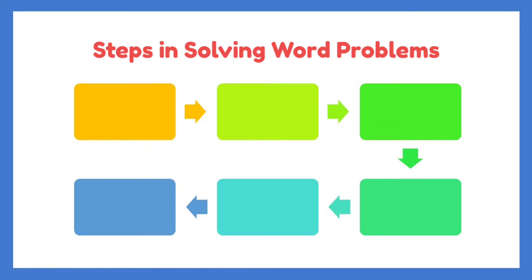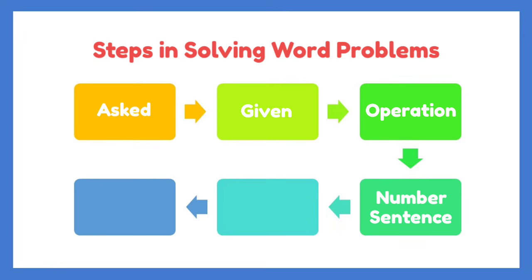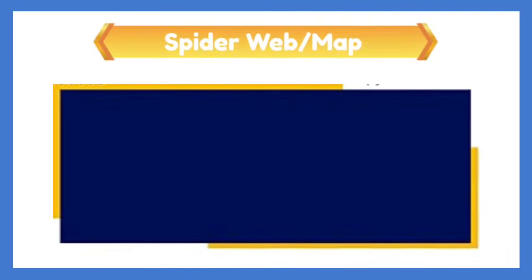Let's say the first step is identify what is asked. Then, identify the given information. Then, operation to use, number sentence, solution, and then, of course, write the answer. Okay? Let us now have the third graphic organizer, the spider web or map.